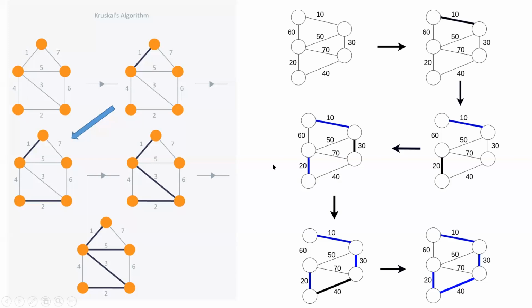Just have a look at this example. 10 is the minimum cost. Next, among this, yes, 20. Next is 30. Next is 40. If I add 40, the graph will be covering all the vertices given, and hence stop. So just go on adding the edges with minimum weight. This is a very simple approach to come up with the spanning tree.